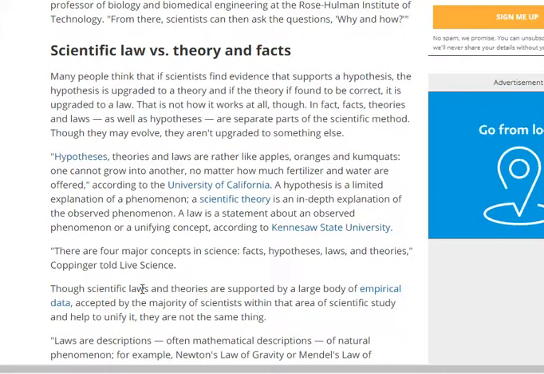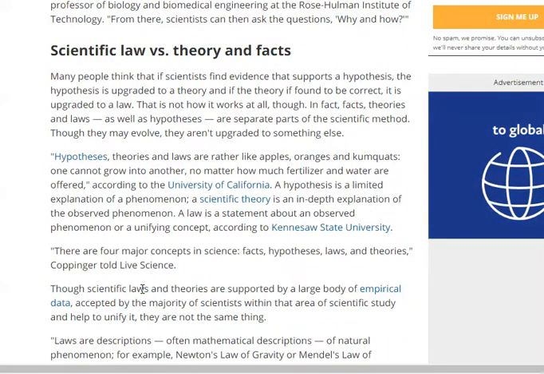A scientific theory is an in-depth explanation.